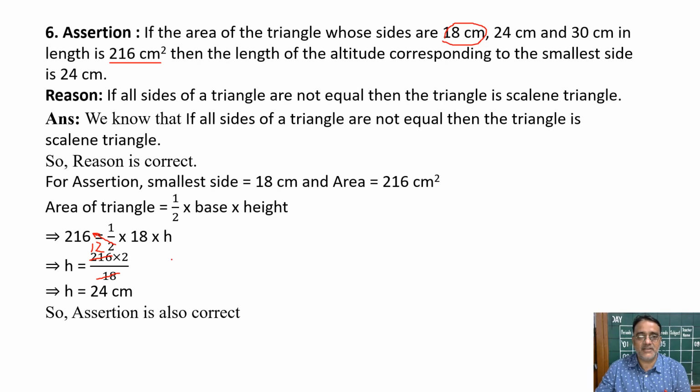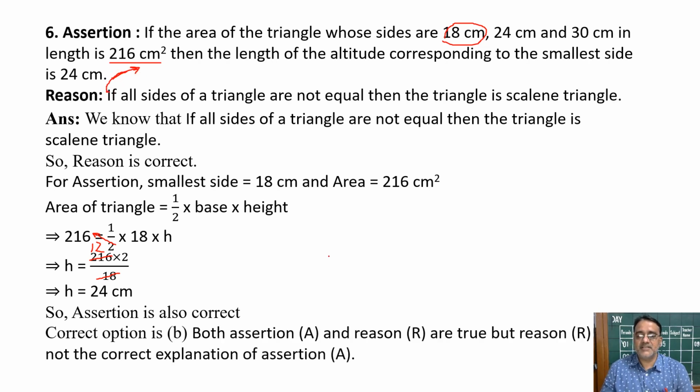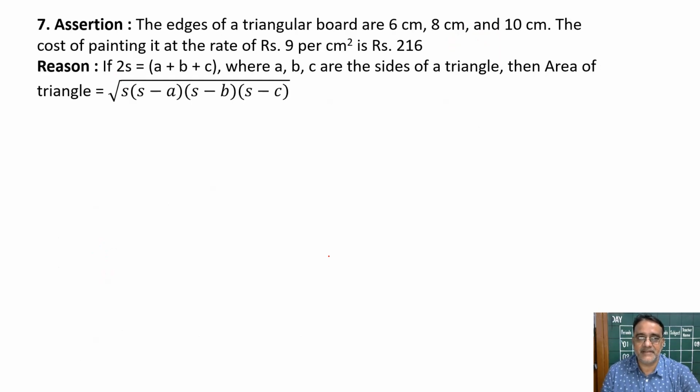So which option is the correct one? Reason we have not used, na? This is not required. Option B. Option B, right. So both assertion and reason are true, but reason is not the correct explanation of assertion, right? So now we are moving toward question number 7.